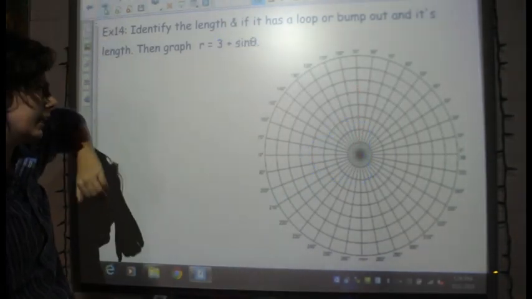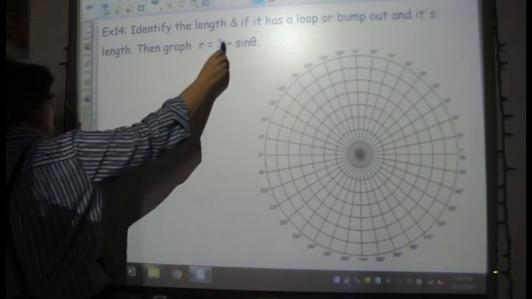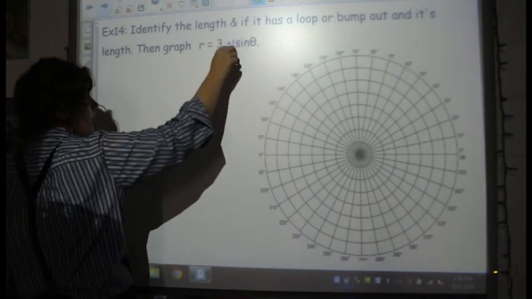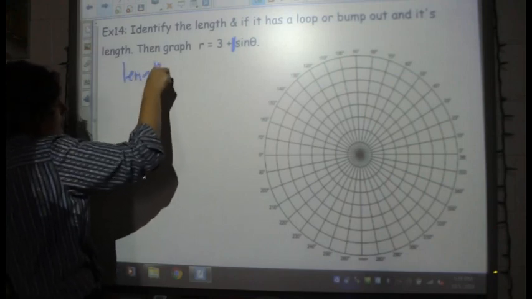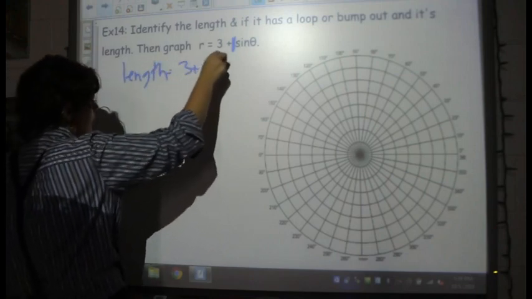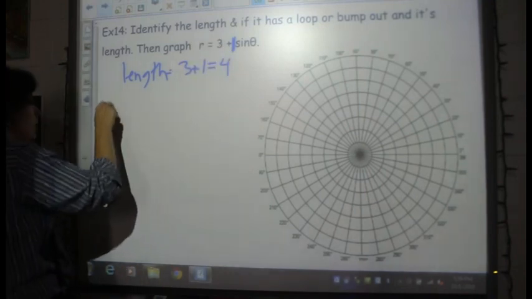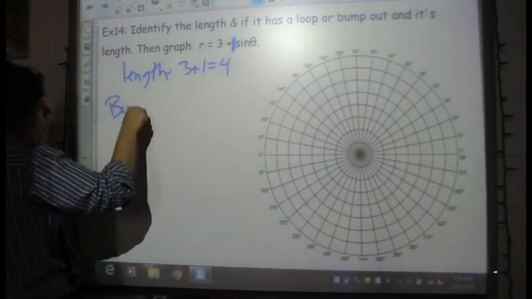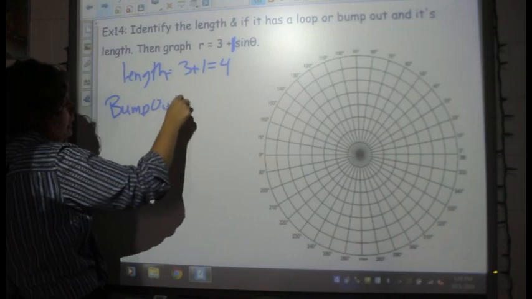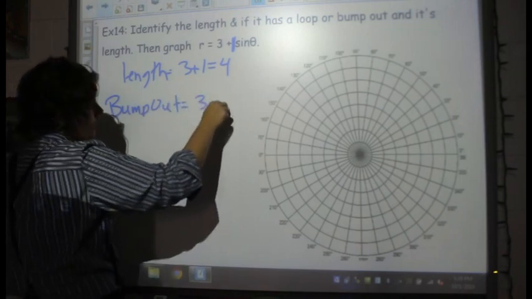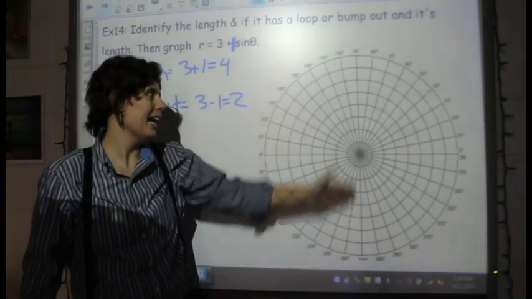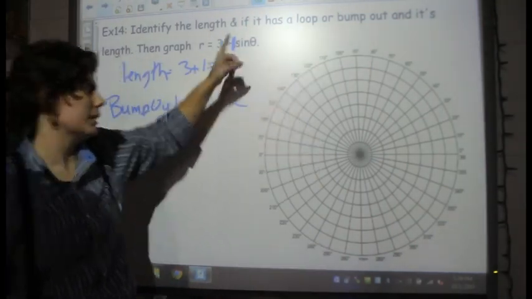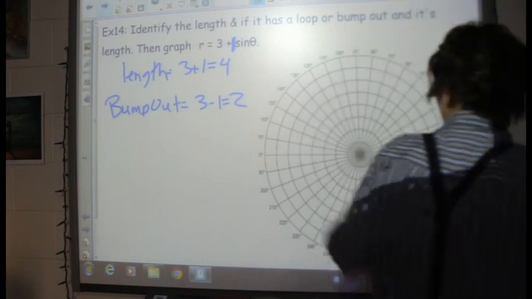So for number 14, last one. Again, we know we have a limacon because our leading coefficients are different. Remember, if you don't see a number, you assume it's a 1. So the total length is going to be 3 plus 1 to give me 4. I know it's a bump out because A is big. And for the length of my bump out, it's 3 minus 1, which will give me 2. Sine means I'm along the y-axis. It's a positive sine, which means I'm in the positive y direction.